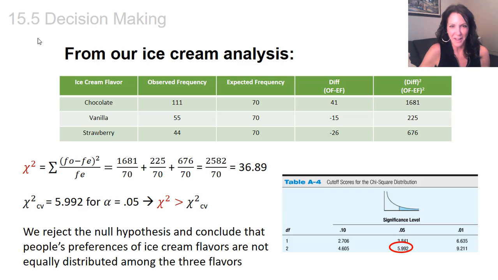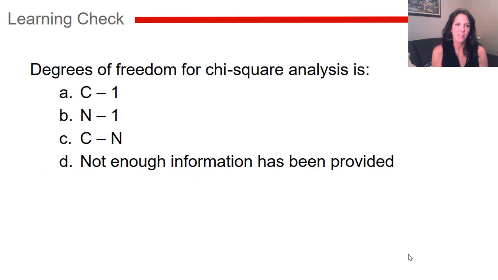Here's from our ice cream analysis. So in this case, we had 3 different categories. So our degrees of freedom are 3 minus 1, or 2. So as we look on the table for 2 degrees of freedom at 0.05, the critical value is 5.992. And if you will recall, our chi-squared for the ice cream differences, 36.89, was quite high. So in this case, we reject the null hypothesis and we conclude that people's preferences of ice cream flavors are not equally distributed among the 3 flavors.